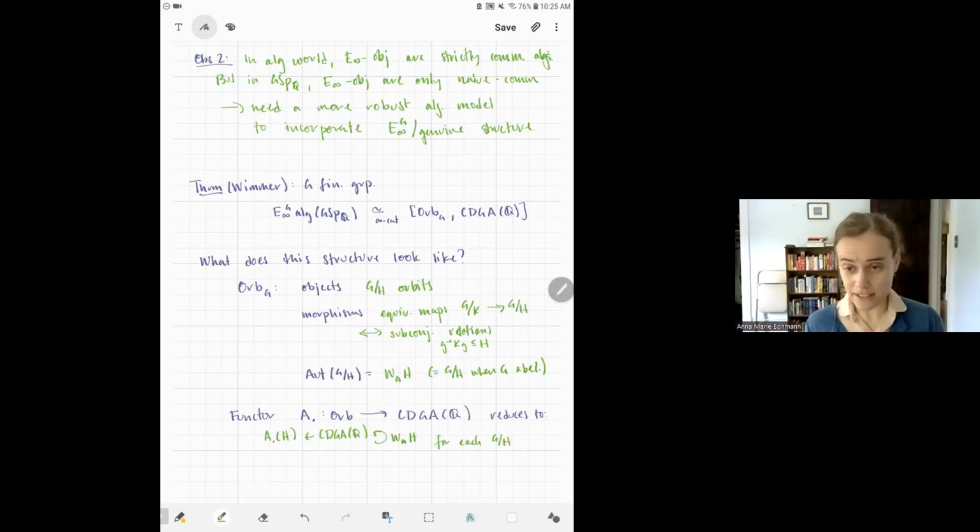And so this is basically where the data of the Barnes-Greenlees-Shipley model is coming from. For every subgroup, or every conjugacy class of subgroups, I have a CDGA with an action of the Weyl group. So I have a CDGA over Q adjoin W_G H.